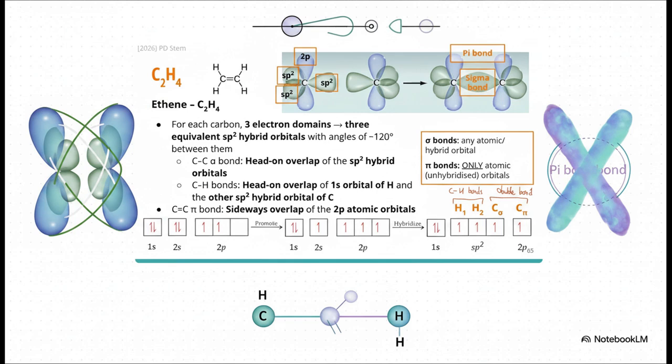But remember, since it's sp2, each carbon has one unhybridized p orbital left over. These two p orbitals overlap sideways to form a pi bond. And there you go. A carbon-carbon double bond is simply one strong sigma bond plus one weaker pi bond.